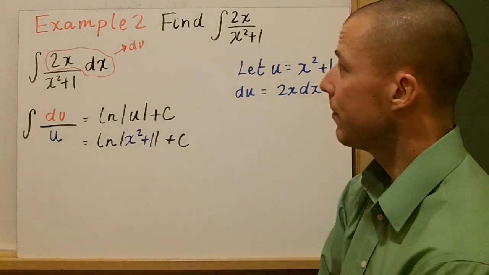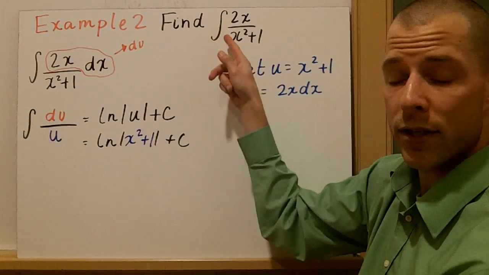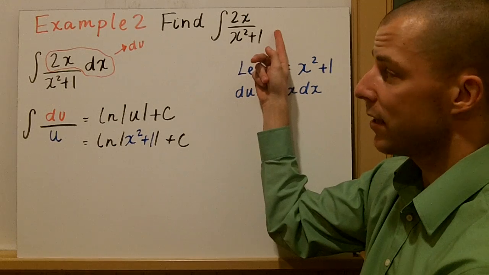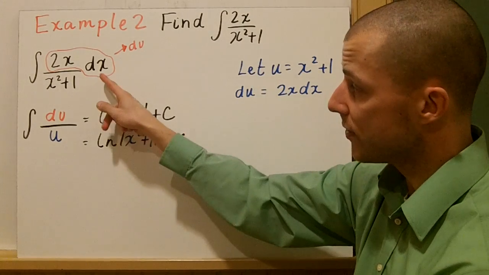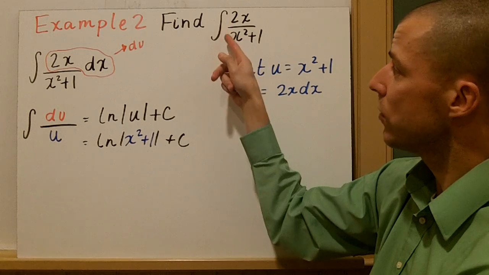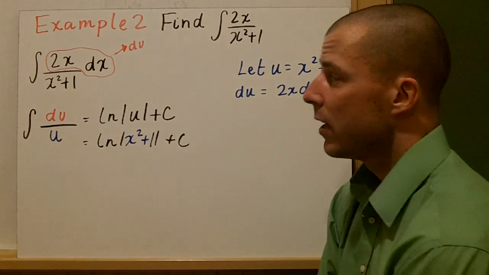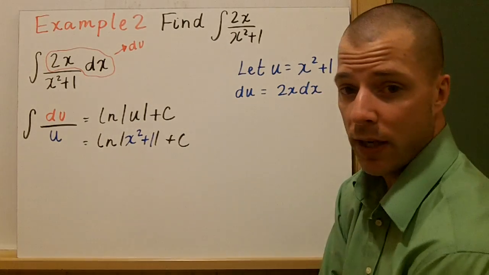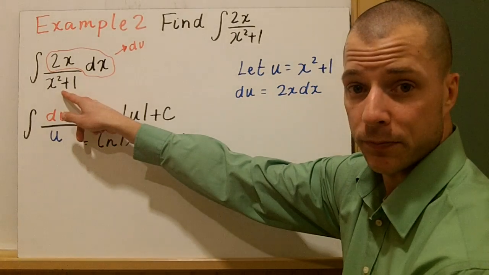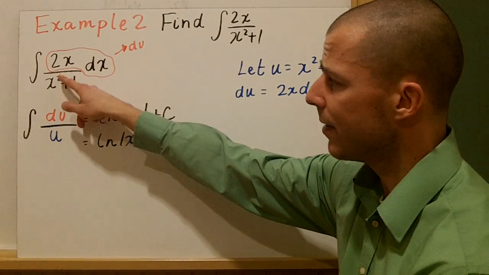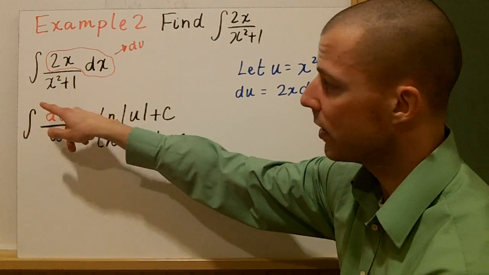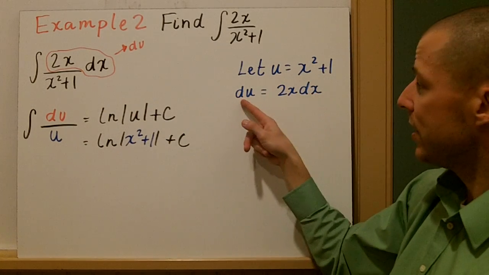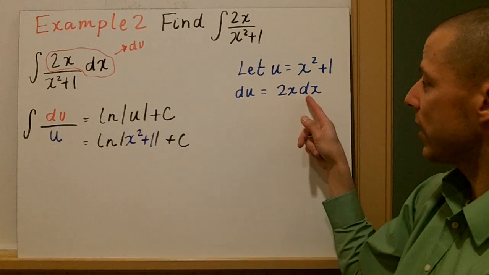Here's example 2. We're going to again integrate 2x over x squared plus 1 dx. I didn't write that dx, but we can see it here. Again, we're going to use U-Substitution. What am I going to let u be? Probably the denominator, because if I differentiate that denominator, I know I can get rid of that 2x. So we're going to let u equal x squared plus 1. That means du is equal to 2x dx.